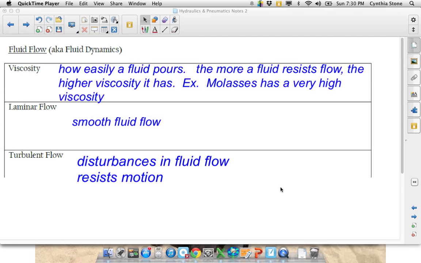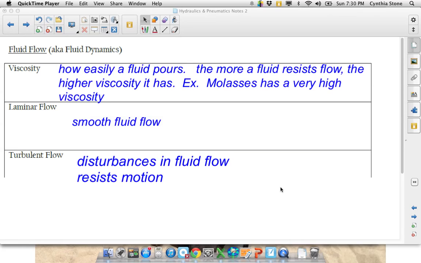Grade 12 college prep physics. This is the final new lesson of the year. I'm going to do one more review lesson related to this unit, but this is the last bit of new information of the whole year, which is kind of cool. So here we go, fluid flow.